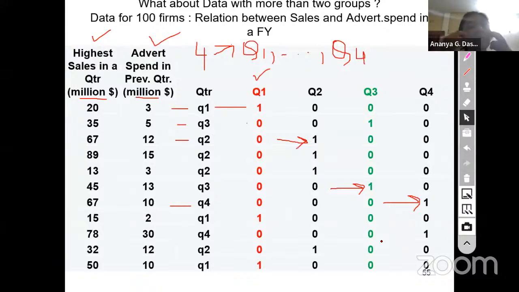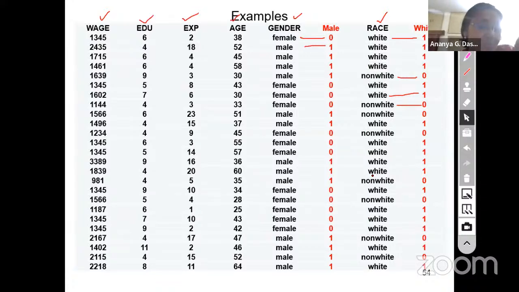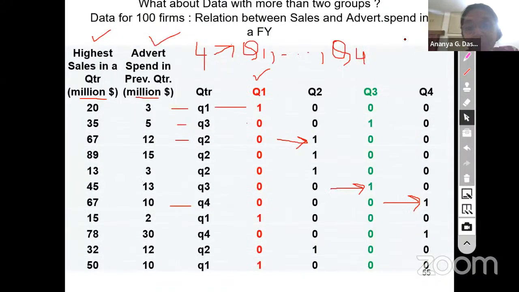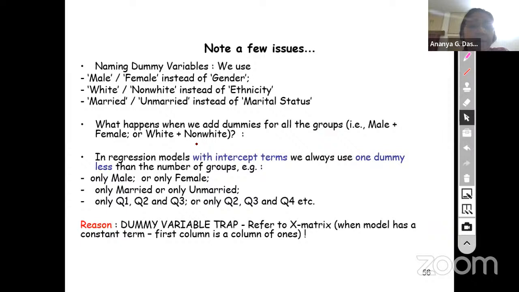I hope this is clear: if you have 2 groups, as you saw in this case, male and female, then 1 dummy does the work. If you have race, again 2 groups, 1 dummy does the job. But if you have something which has 4 groups, then you can define 4 dummies, and we'll use any 3 of them. Why? We'll see that in a bit. Here I'm talking about models which include dummy variables as explanatory variables, so models with dummy explanatory variables.